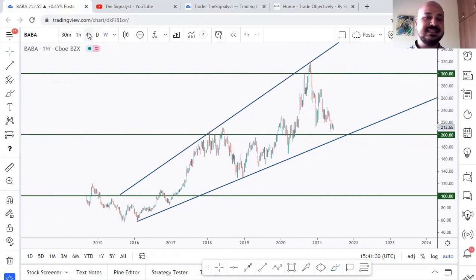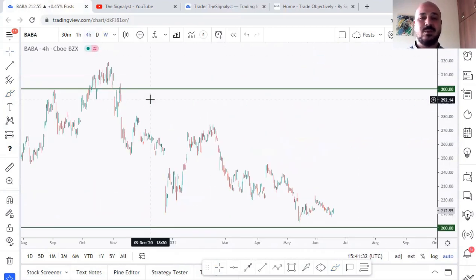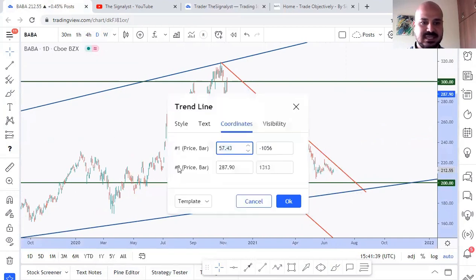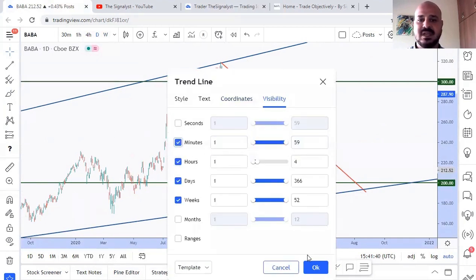Okay, so here's how you put the puzzle together when you start from the higher time frame and then you zoom into a lower time frame. Now let's make these ones appear on H4 because I can't really see it there, and also on M30.